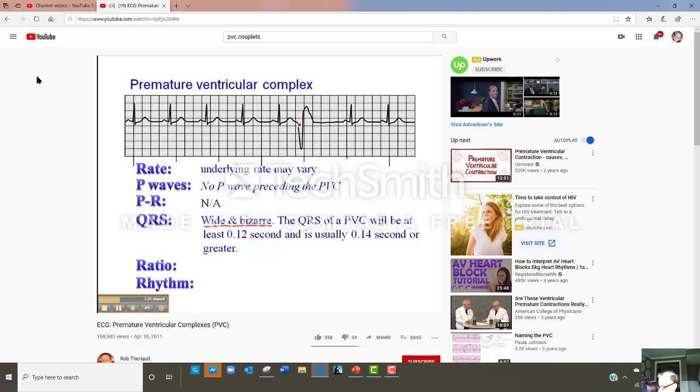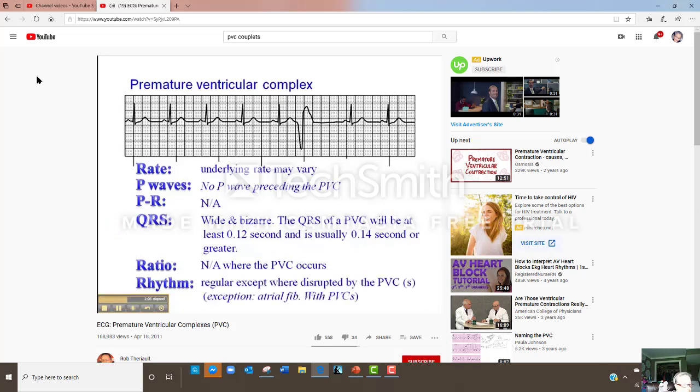And with this wide and bizarre QRS, the beginning of the QRS starts about here, and the end of it is roughly there. So this is probably the T wave here, or the ventricular repolarization phase. But in any case, just by looking at it, we can see this is a wide QRS. There's probably no great need to measure it in detail. And the ratio of P waves to QRS is applicable in the underlying rhythm, but in the PVC it's not applicable. And the rhythm is regular except where disrupted by the PVC or PVCs.